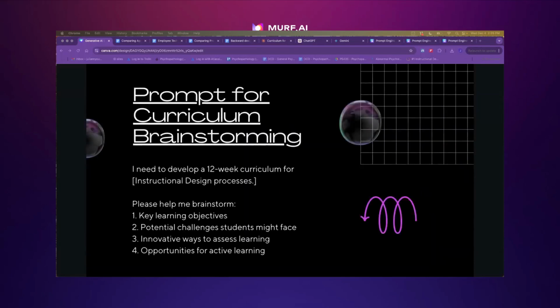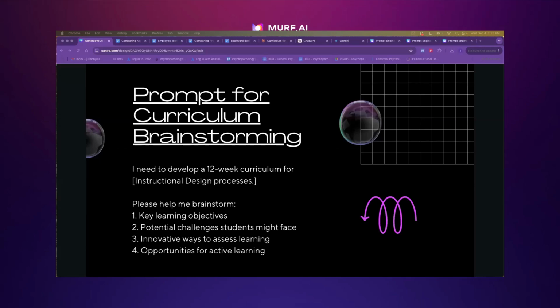I need to develop a 12-week curriculum, and I'm going to stick with the instructional design process. Please help me brainstorm. And so I'm saying, I don't actually know what I want my learning objectives to be. I don't know what potential challenges students might face. So this would be a prompt that you would use right out of the gate.